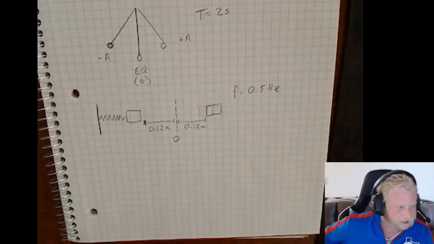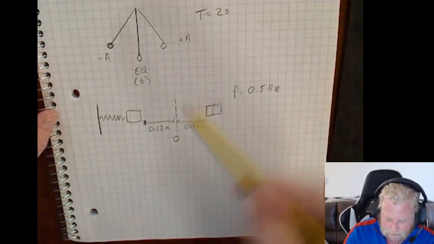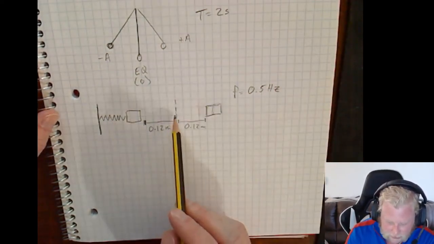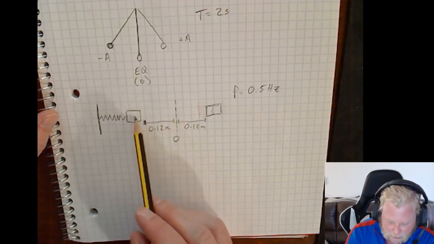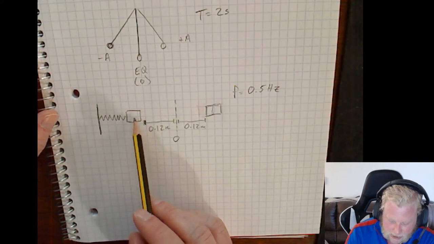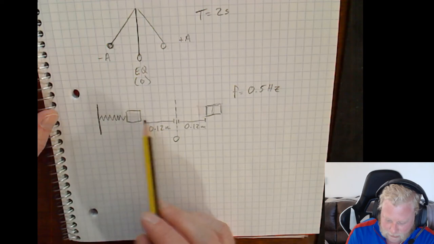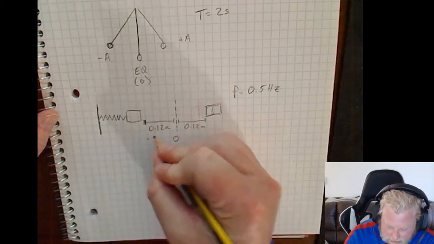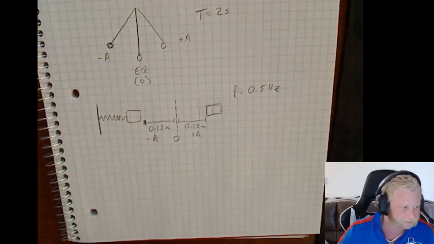Alright, so again, it always helps to sketch out your scenario. So in this case, if this is our equilibrium point, and this is an overhead view, we've taken that glider and we pulled it back by 0.12 meters. And then we release it, and it's going to oscillate back and forth between a negative amplitude of 0.12 meters and a positive amplitude of 0.12 meters.